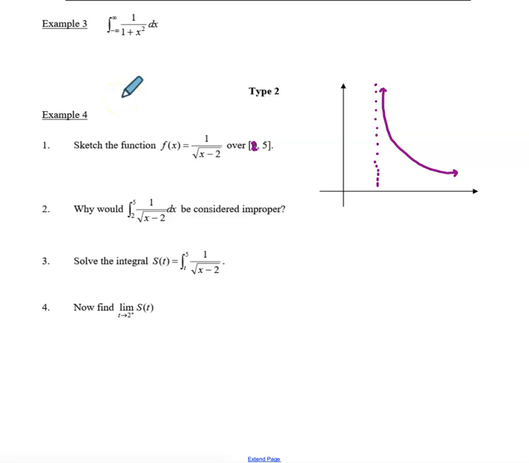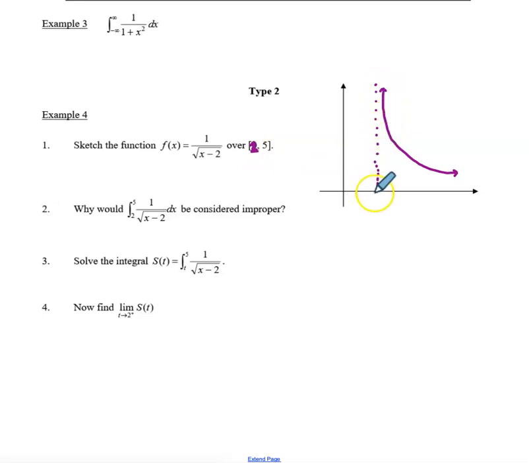Okay, let's take a look at our second type of improper integral. And on this one, we're not dealing with an equation or an integral where one of the limits of integration goes to infinity. We're dealing with an issue somewhere in the middle of the graph, meaning not at the infinities. So the first thing we want to do is graph this function f of x equals 1 over the square root of x minus 2, on the interval from 2 to 5. There might be a typo on your paper where it says 0 to 5, but we meant to write 2 to 5.